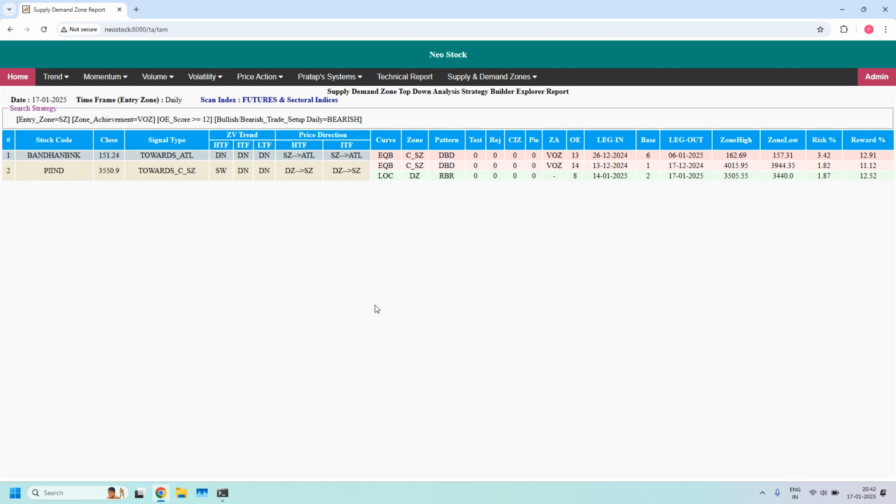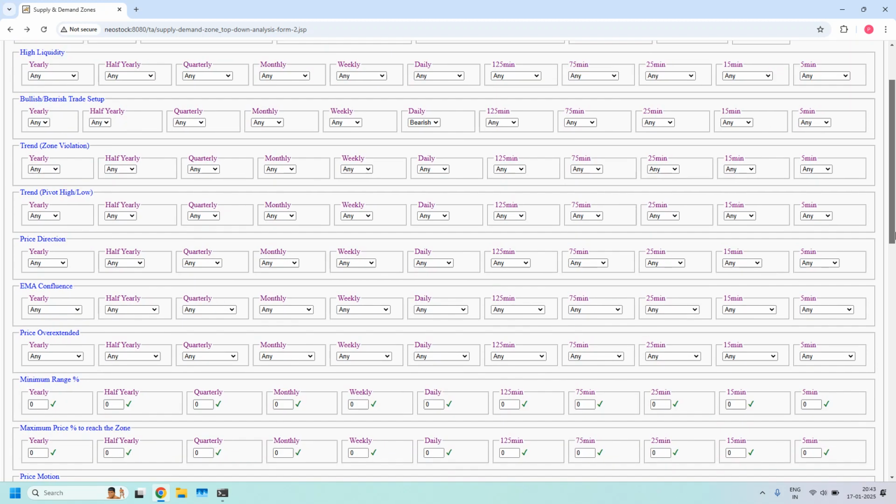So these 2 stocks are supporting the bearish trade setup for monthly income trade, and these entry time frame zones are daily supply zones. Both these daily supply zones are high liquidity daily supply zones. Apart from that, we need to add some more filters to set the high probability. First filter is LTF and ITF supply zone confluence. Let us verify if both these supply zones have ITF confluence.